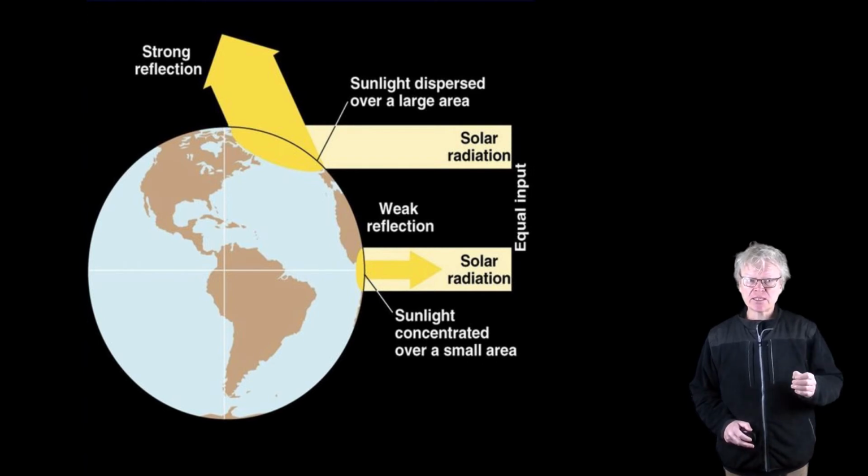So latitude means that the mean annual temperature decreases with increasing latitude. That's the effect of those two things, reflection and the larger footprint. That's why it's colder, one of the reasons why it's colder at the poles than at the equator. Okay.